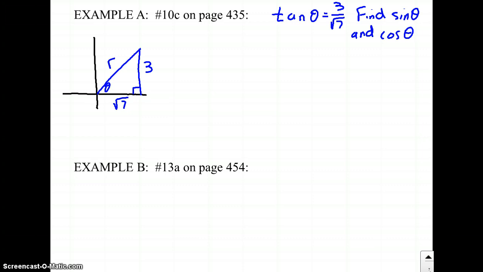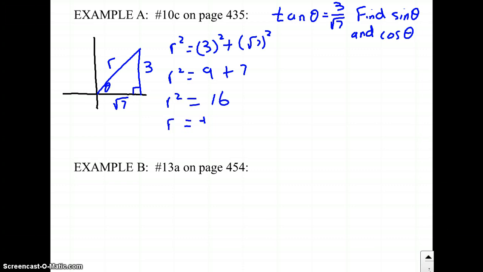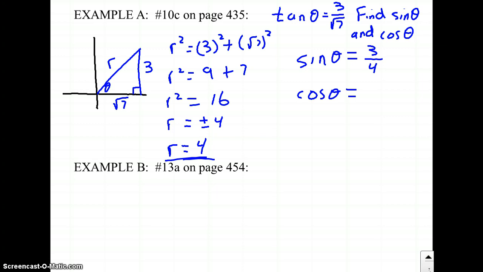I can find the hypotenuse using Pythagoras' theorem. So r squared should equal 3 squared add √7 squared. So r squared is going to equal 9 add 7. R squared is going to equal 16. So r is going to equal ±4. Note that the hypotenuse will always be a positive value. The legs can be negative depending on the direction, but the hypotenuse of these angles will always be a positive value. So r is 4. If I know r is 4, then I know that sine theta will be opposite 3 over hypotenuse 4, and cosine theta will be adjacent √7 over hypotenuse 4.